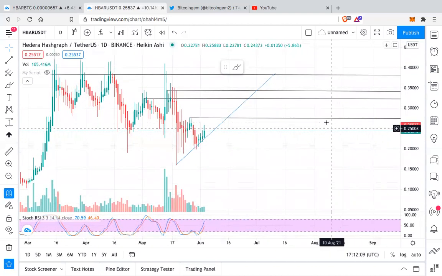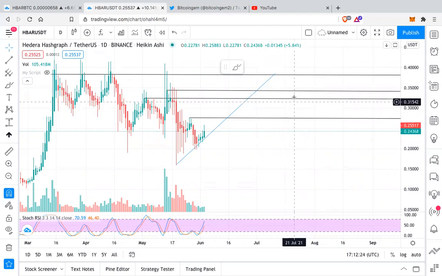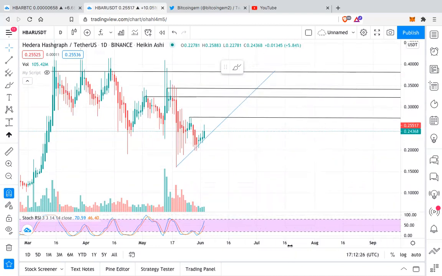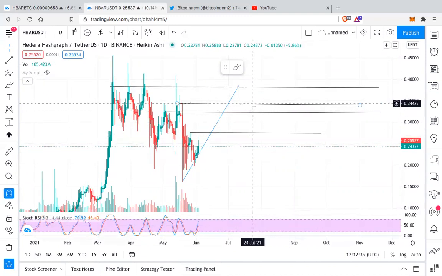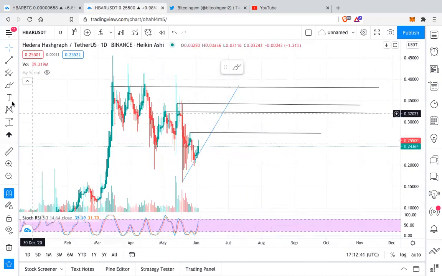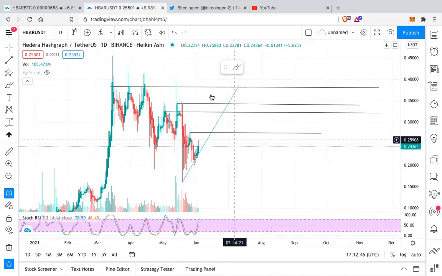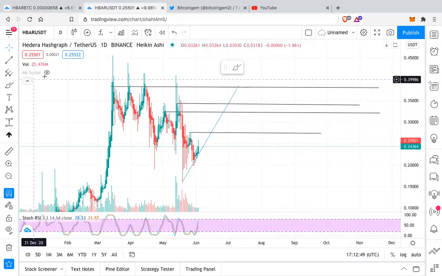Its immediate resistance is currently at around 27 cents, 0.276, and the next big resistance is at 32 to 33 cents. This is the zone, and after which the next resistance would be at around 38 cents. So these are small targets that you can see, and this will be a choppy region. If you look at the chart, this is going to be an entirely choppy region.